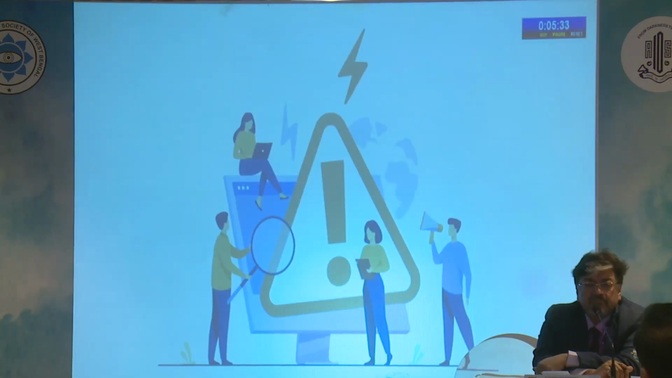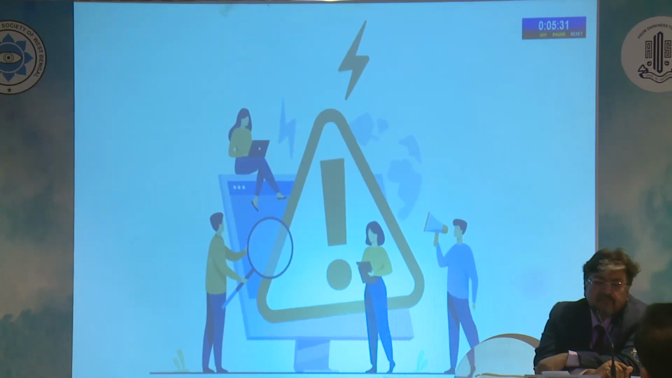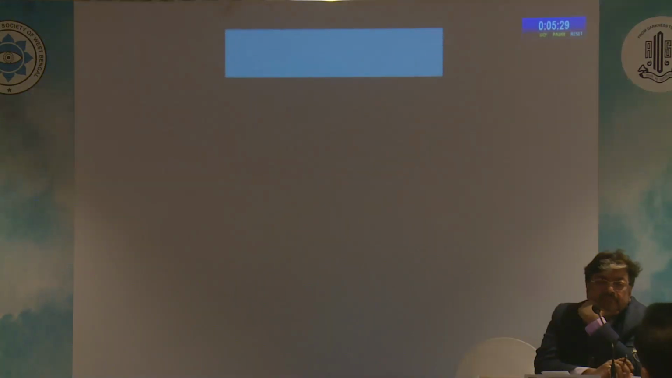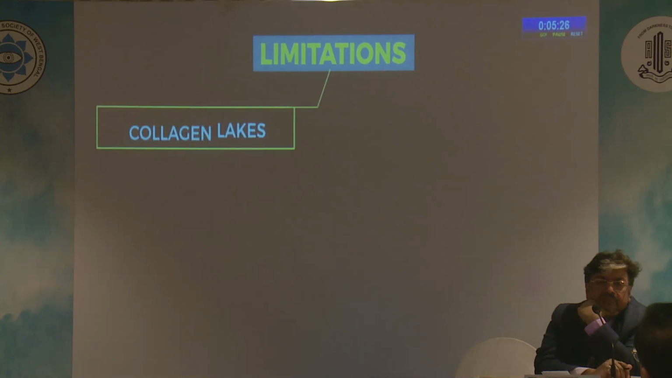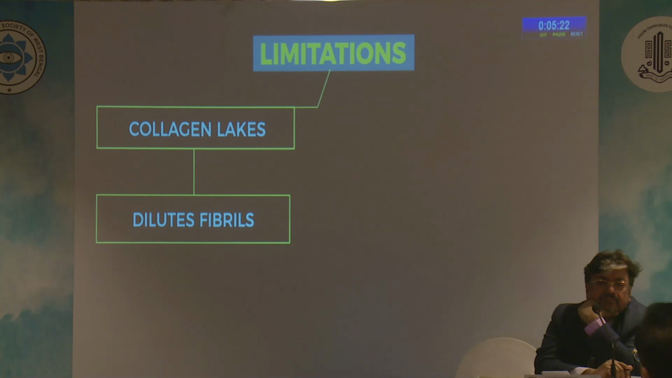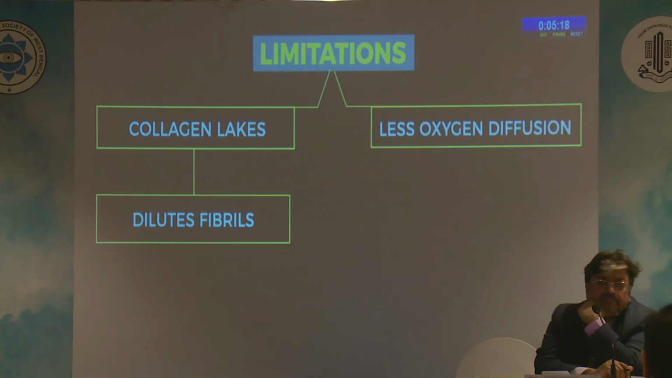But this procedure too came with its own set of limitations. The same collagen lakes, which helped increase the stromal thickness, also dilute the number of collagen fibrils available for CXL. The amount of oxygen diffusing through the hydrated stroma also decreases, thereby reducing the efficacy of the procedure.